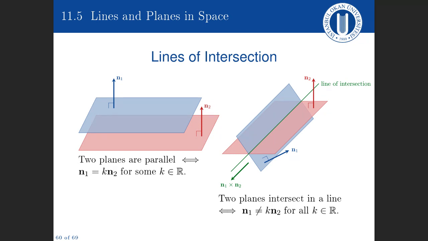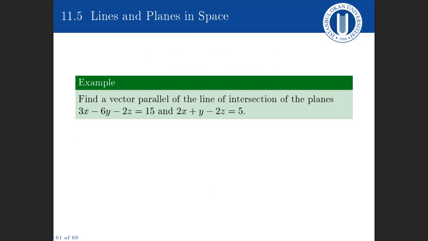Now, a vector which is parallel to this line must be orthogonal to n1 and it must be orthogonal to n2. How do we get a vector which is orthogonal to both n1 and n2? We can take their cross product. For example, find a vector parallel to the line of intersection of these two planes. We're going to find a normal vector to each plane, and then we're going to take their cross product.